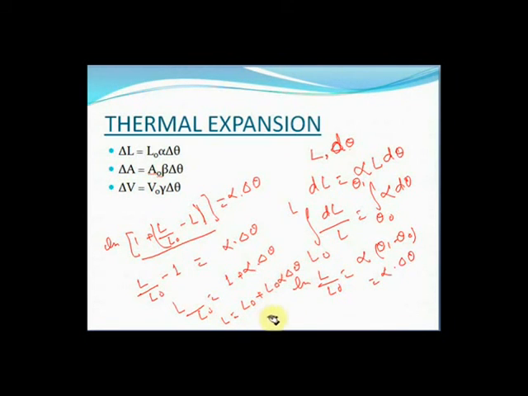So from here we can write L minus L naught is equal to L naught alpha delta theta. Now L minus L naught is nothing but delta L. So delta L is equal to L naught alpha delta theta. Similarly, we can derive expressions for delta A and delta V, where delta A represents the change in area, delta V represents the change in volume. Here beta is the coefficient of superficial expansion, and gamma is the coefficient of volume expansion.